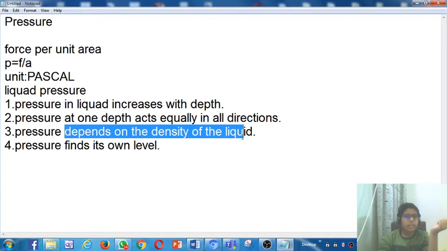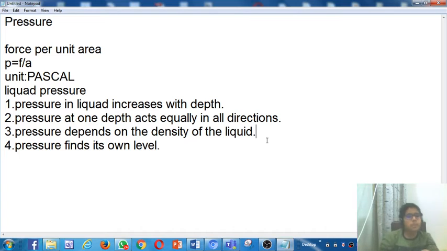Pressure depends on the density of the liquid. Let's explain this thoroughly. There are two containers, one tilted and one straight, but both areas are the same. So there is no difference in the pressure of them, because a difference in shape does not change the pressure. Now fourth, a liquid finds its own level. When you put water in a jar, bottle or glass, it finds its own level.